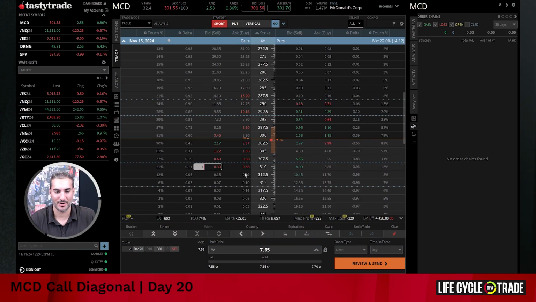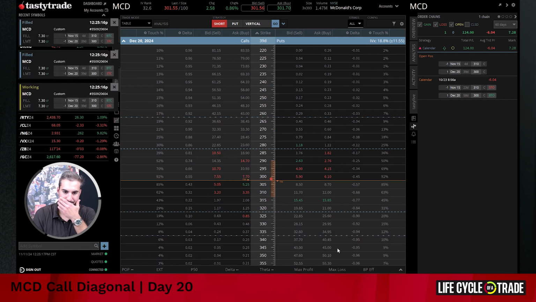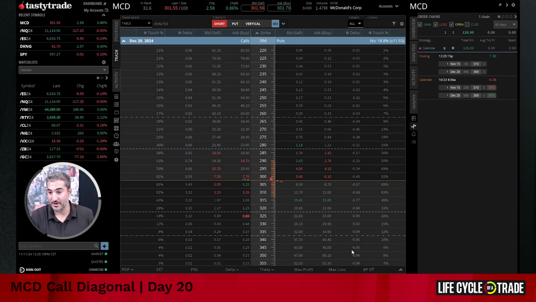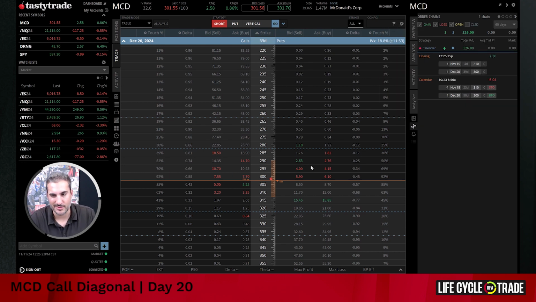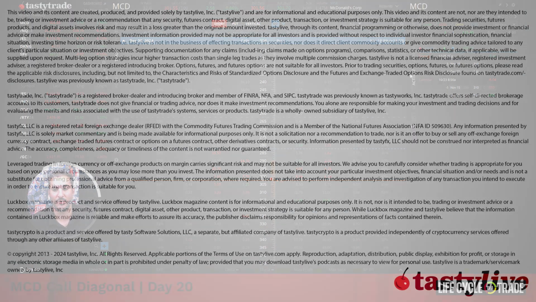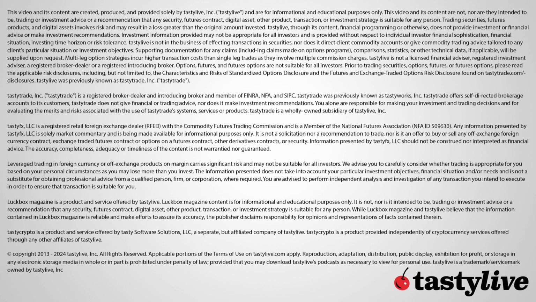Selling out of the December call, buying back the November position here. 7:30, we got filled about 2 cents above the mid price, closing that one out for $126 profit, about, let's call it, 20% return on capital, 30% there. So nice little trade over about a 3-week time frame.